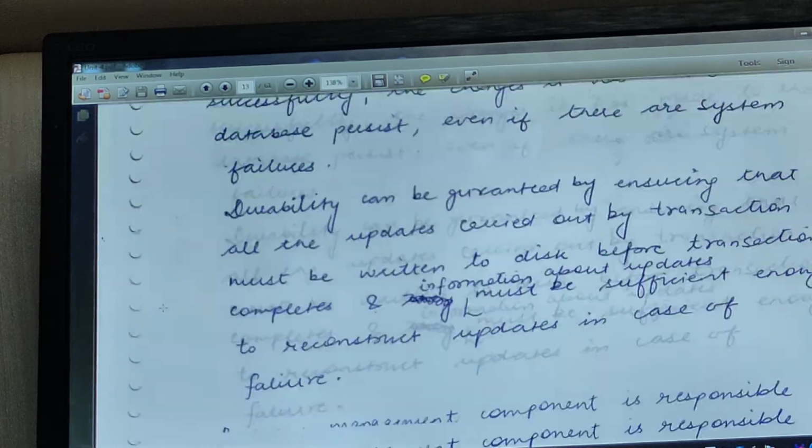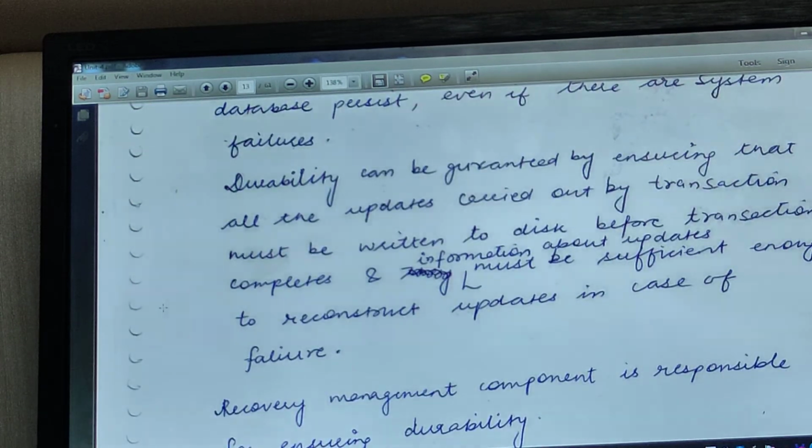It is the responsibility of the recovery management component to ensure durability. Durability means it should guarantee that all the updates that the transaction has carried out on the database, written to the disk, should be there in the database. It should not get modified even if the system fails after the transaction has written the updates to the database.